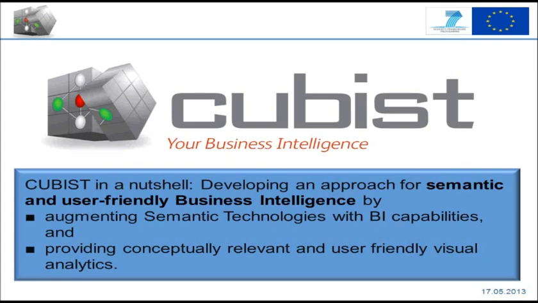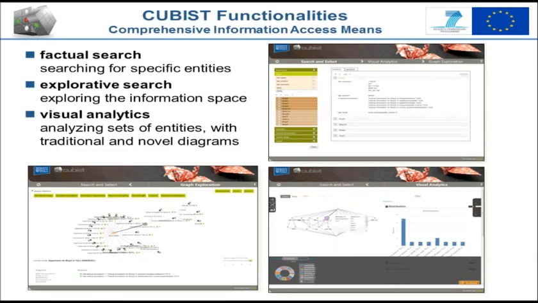A main activity in CUBIST is the joint development of a prototype, which is shown in this video. This prototype does not only support the analysis of data, it supports different means to access information. That is, with CUBIST, it is possible to conduct factual search. If the user has a precise information need, she can search for specific entities and facts in the information space.